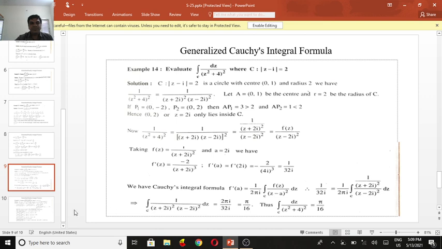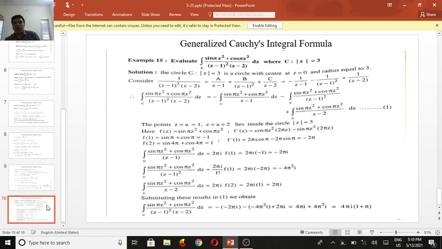So we come to one more problem, which is very important. Evaluate the integral over C of (sin pi z square plus cos pi z square) divided by (z minus 1) whole square (z minus 2) dz, where C is such that mod z equal to 3. C is a circle with the center at 0 and radius equal to 3.